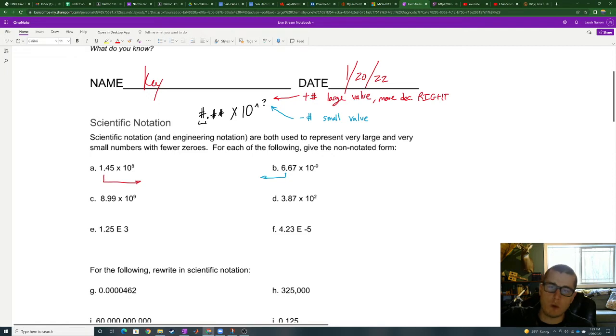So as I move that decimal further and further over to the left, I'm going to write it down: move decimal to the left. That's going to make the number smaller and smaller. All right, let's get to it.